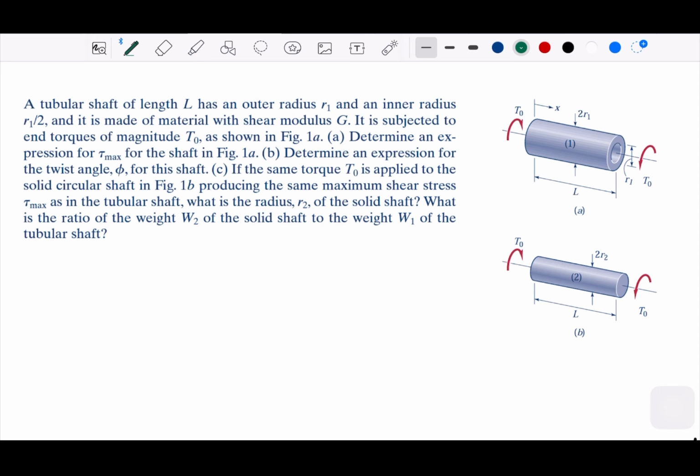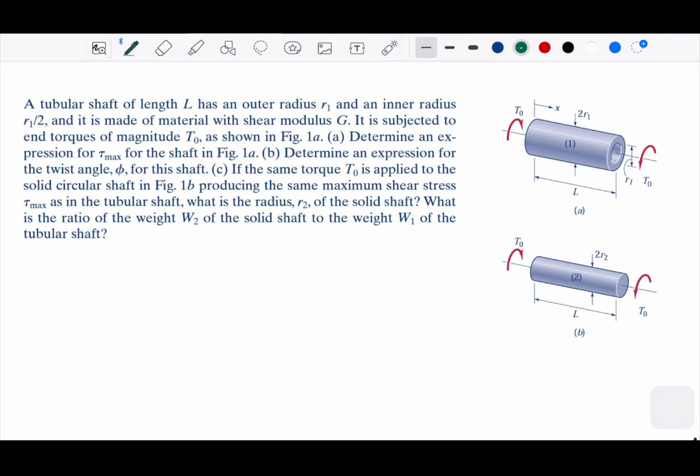Determine the expression for the twist angle, and if the same torque is applied to a solid circular shaft, so you now have a different case in B. This is solid circular, producing the same maximum shear stress as in the tubular shaft. What is the radius R2 of the solid shaft? The last question: what is the ratio of the weight W2 of the solid to the weight W1 of the tubular shaft?